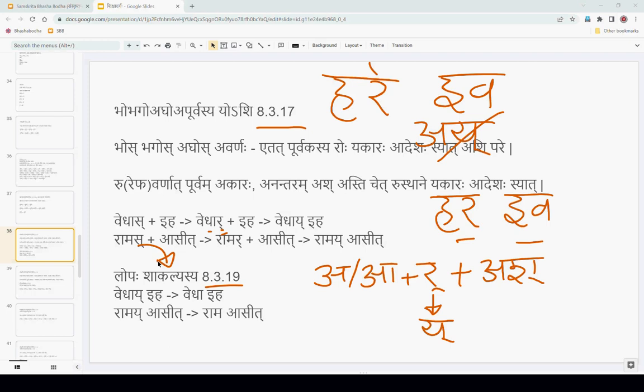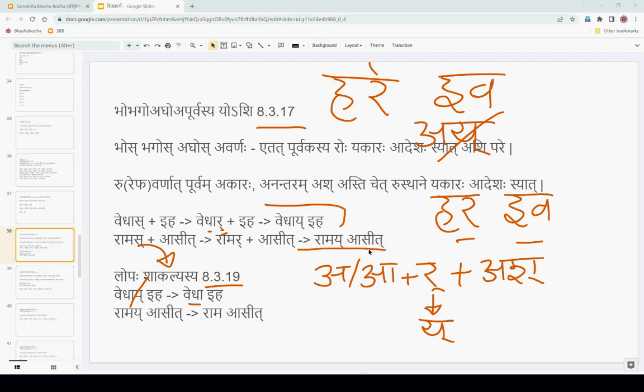गौरवार्थम् इति प्रोक्तमस्ति महर्षि पाणिनिना. लोपः शाकल्यस्य means शाकल्यस्य मतेन लोपः भवति, means it is not always, it is sometimes. So we can do this. So we can do this. वेधाय इह अत्रापि यकारस्य लोपः भूत्वा वेधा इह. Similarly रामै आसीत् राम आसीत् इति लोपः शाकल्यस्य इति alternate forms.